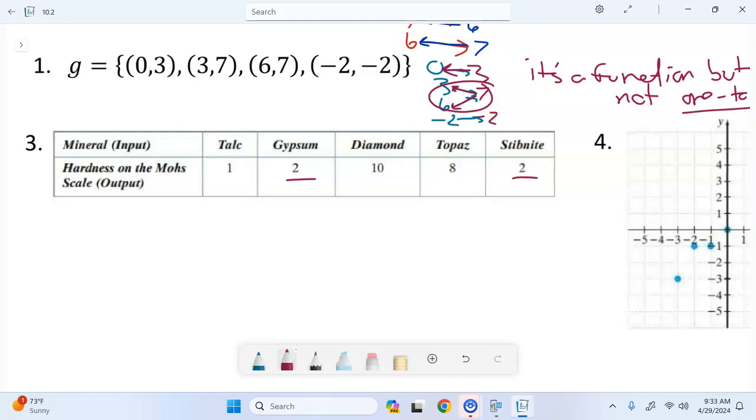But if I go in reverse and I say, which mineral has a hardness of 1? Talc. Okay? There's only one answer. Which mineral has a hardness of 2? Because there's 2 answers, it's not 1-to-1. There's 2 answers for one number, it is not 1-to-1.